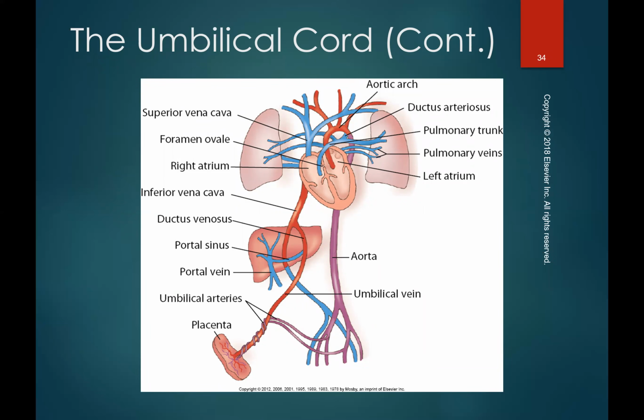Again, with the circulation of the placenta, fetal circulation, placenta and the umbilical cord. Now remember, the umbilical vein is what carries the oxygenated blood, and the umbilical arteries are what carry the deoxygenated blood. So it's opposite of what we learn in our bodies.